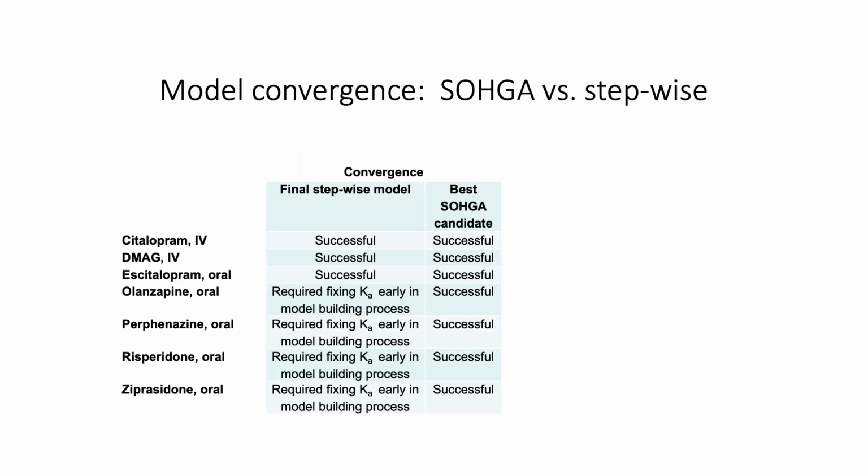So how did these do? Well, we had successful convergence for all of them, for both the stepwise approach and the genetic algorithm approach. However, for the data that arose from the CATIE studies, at least the models for olanzapine, pirfenidone, risperidone, and ziprasidone, required fixing the absorption process. These were sparse samples, and not a lot of samples were available in the early absorption phase. The single objective GA could actually estimate those parameters and converge.